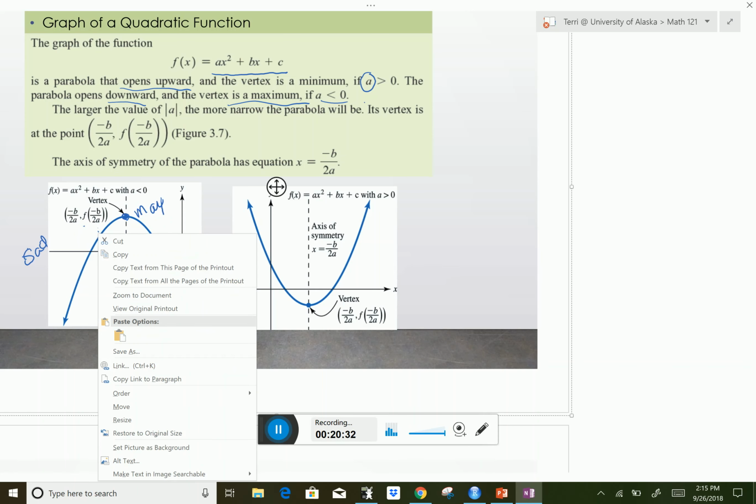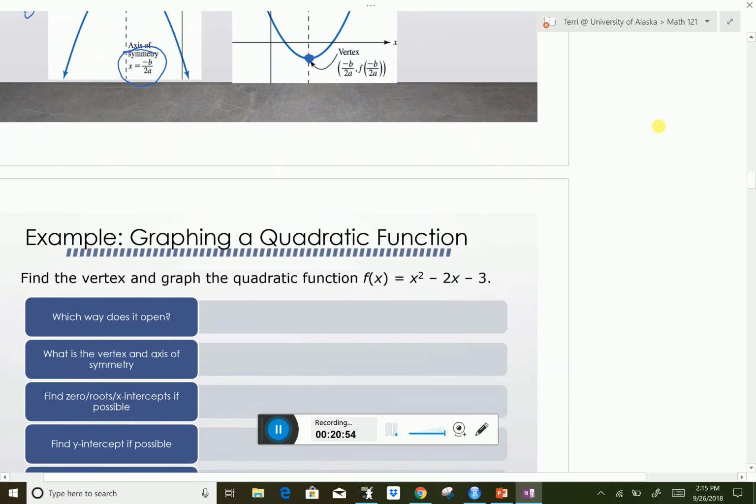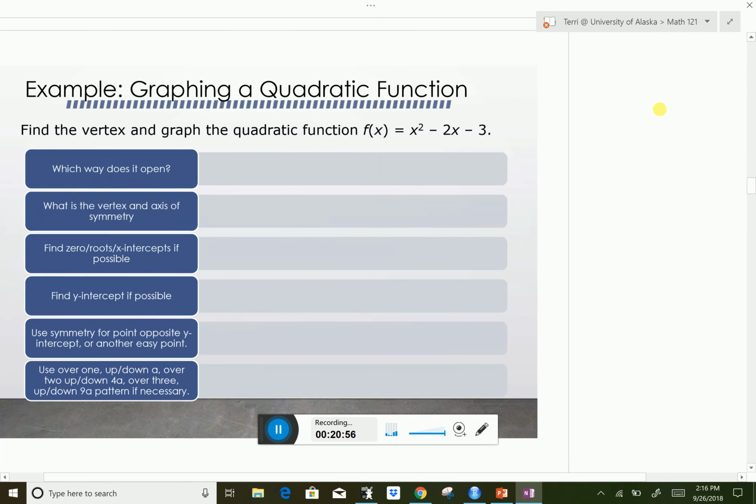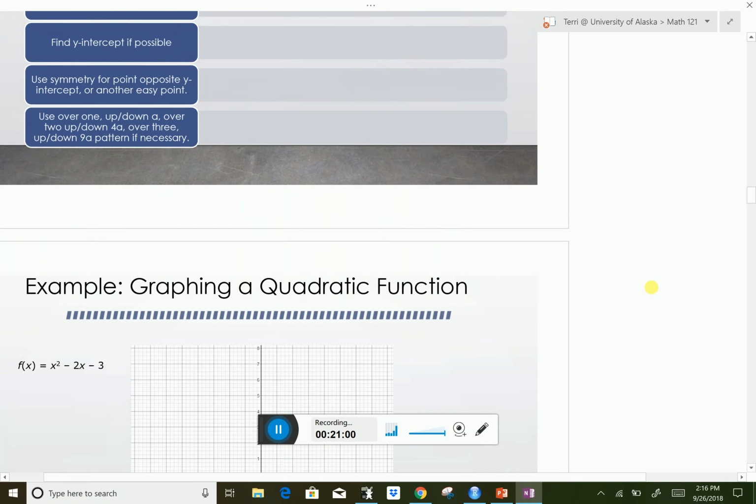So all we have to do is, if we know this, and we know this, we know that there's an axis of symmetry at negative b over 2a, where we can always start and we can always find our vertex. And from there, we can graph these things fairly easily. So let's just talk about how we could graph a function. All right, we're going to graph it on the next page.